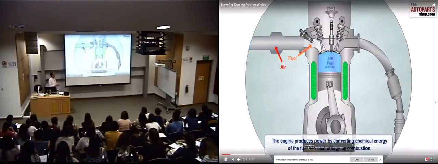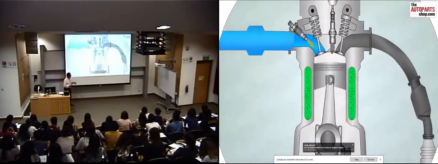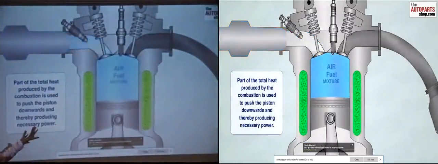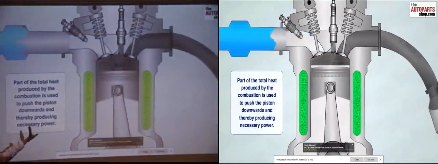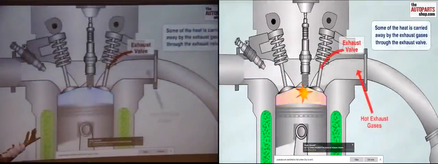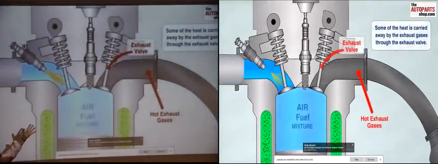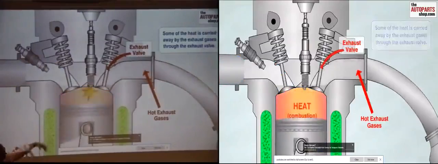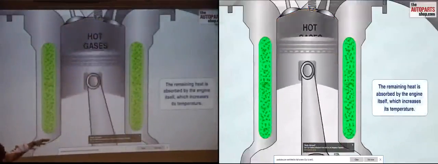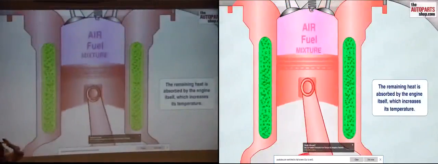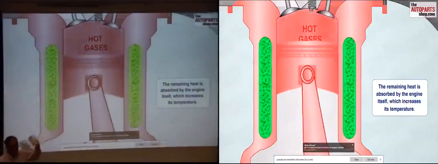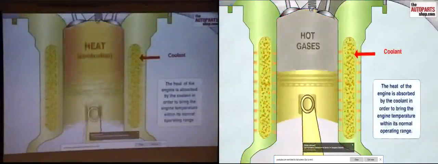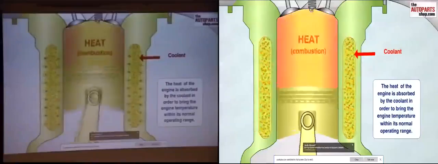Okay, so we have different parts going on in the system. This is a piston, it's crushing the air and fuel together, and then it explodes and causes heat and power. Some of that heat is exhausted through the exhaust pipe. Some of it is absorbed by the engine block. So there has to be a way of cooling down the engine block, and so the engine block is cooled by the coolant that runs through the engine block.